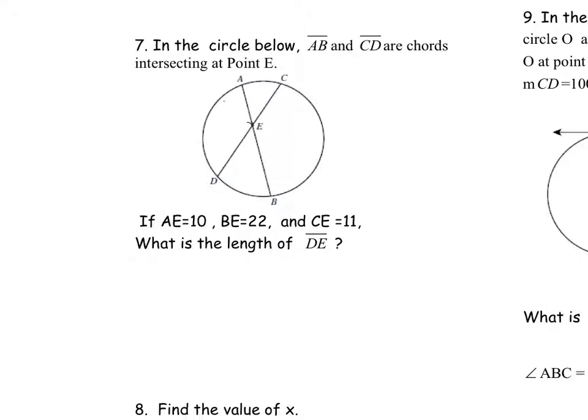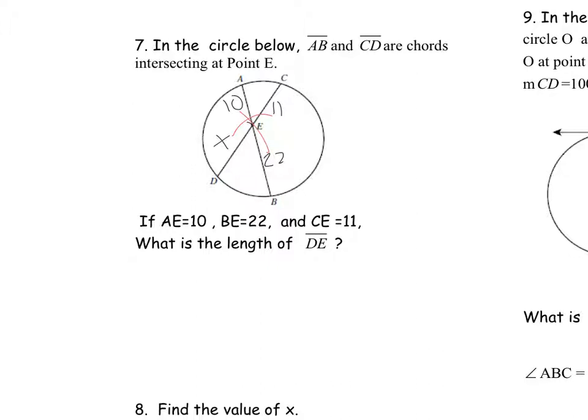AE is 10, BE is 22, and CE is 11. Find the length of DE. Well, if you have your formula charts, if you just remember what we did, all we're going to do is, for each chord, take the two pieces that were cut and multiply them together. 10 times 22, x times 11.